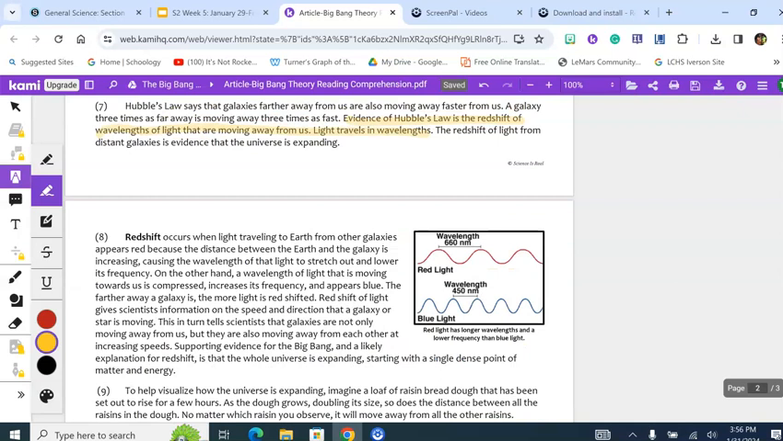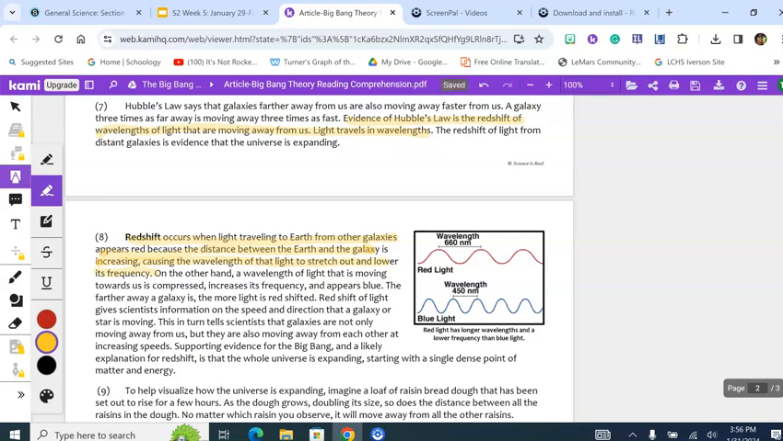Paragraph number 8. Redshift occurs when light traveling to Earth from other galaxies appears red because the distance between Earth and the galaxy is increasing, causing the wavelength of that light to stretch out, with a lower frequency. It's important to highlight that. And then take a look at the picture too.